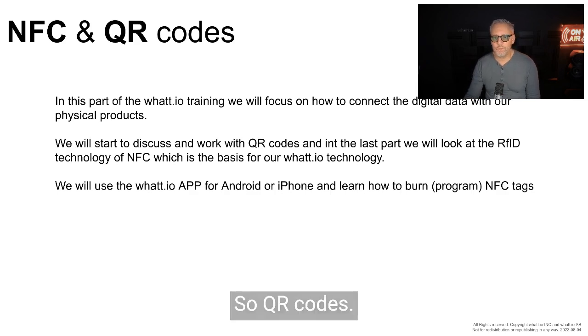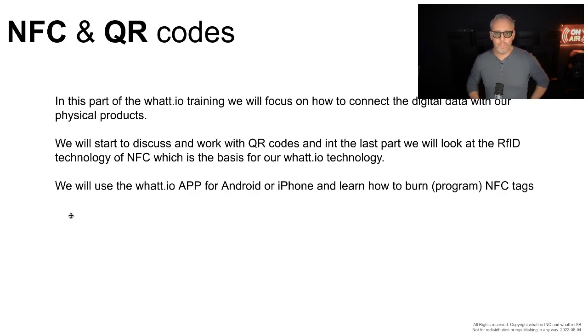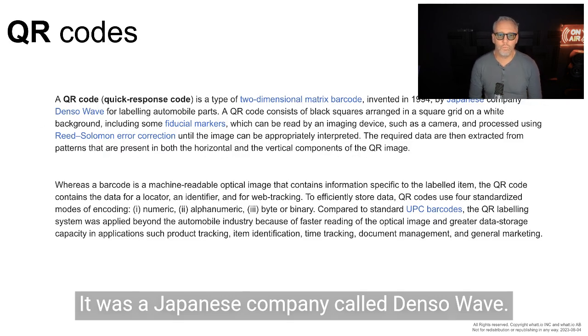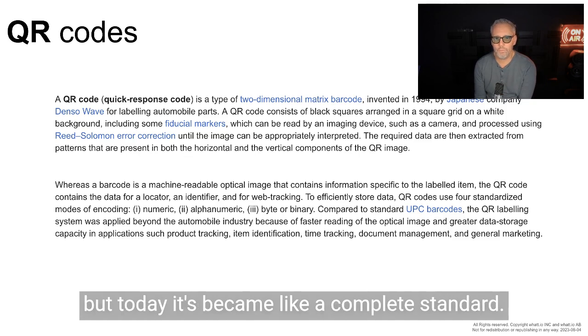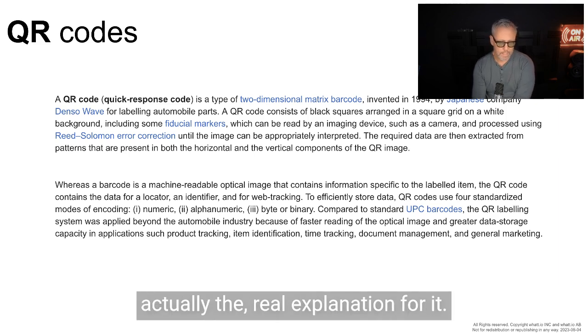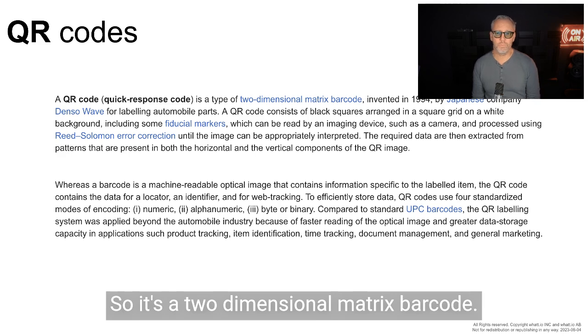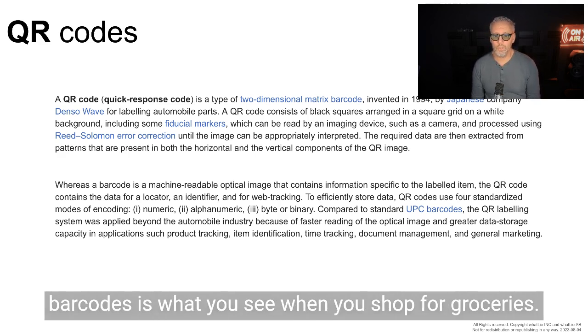So QR codes, a very nice invention from 1994. It was a Japanese company called Denso Wave. They used that for labeling automobile parts, but today it has become a complete standard. Quick response code is actually the real explanation for it. So it's a two-dimensional matrix barcode. You might know regular one-dimensional barcodes, which is what you see when you shop for groceries.